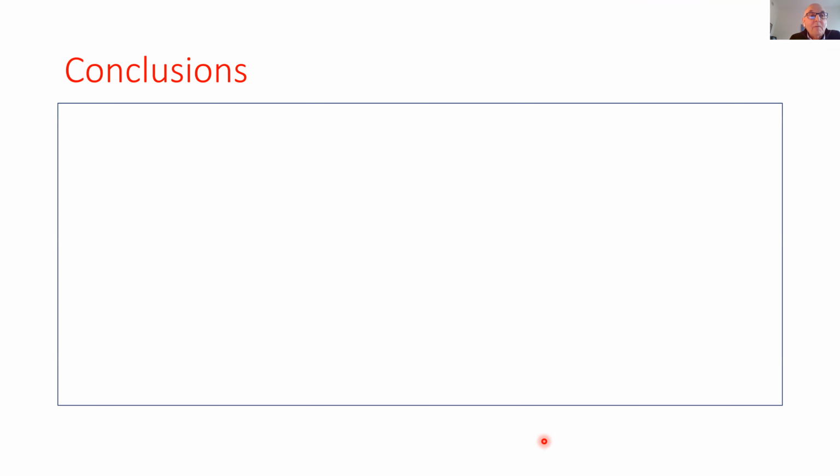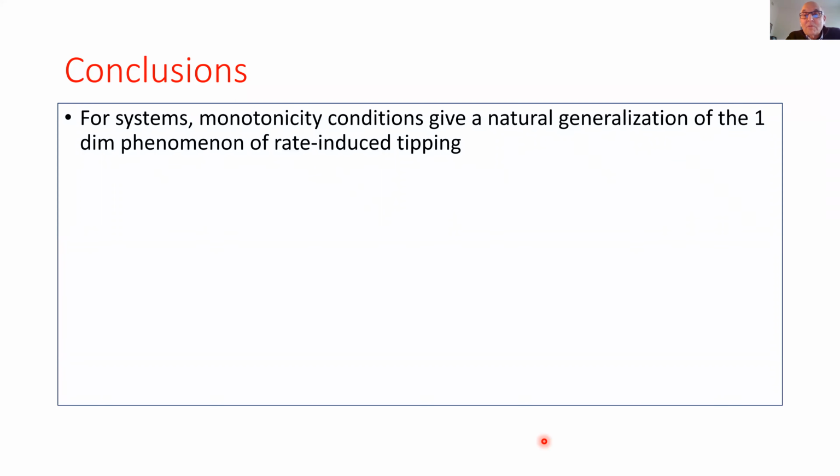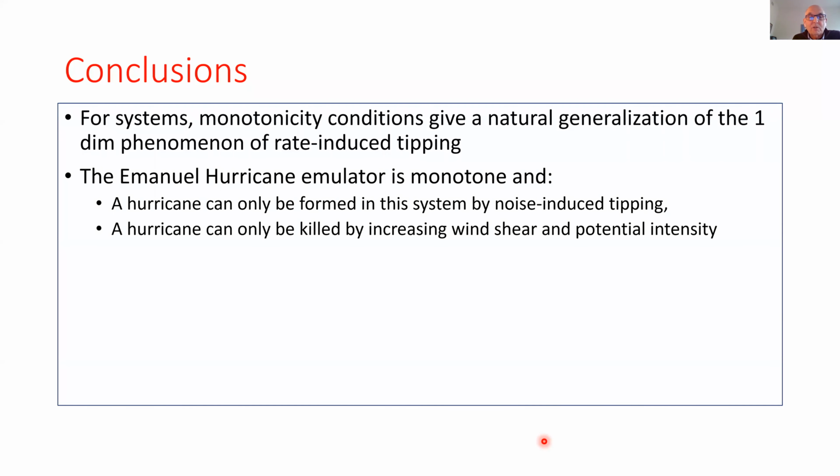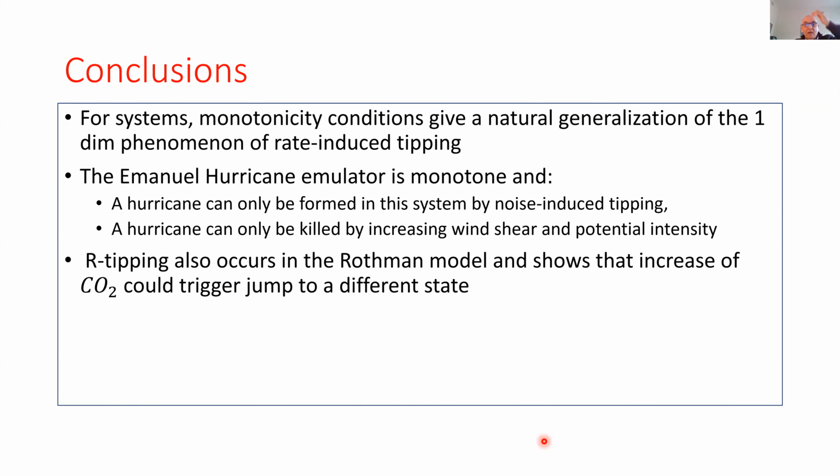Okay, so let me just wrap up. Conclusions. So these monotonicity conditions give a natural generalization of the one-dimensional phenomenon of rate-induced tipping. This is well developed in one dimension. There was some work in higher dimensions, but we gave that some clarity with these monotonicity conditions. The Emmanuel hurricane emulator is monotone, and a hurricane can only be formed by noise-induced tipping, but it can be killed by increasing wind shear and potential intensity. R-tipping also occurs in the Rothman model and shows that increase of CO2 could trigger a jump to a different state.